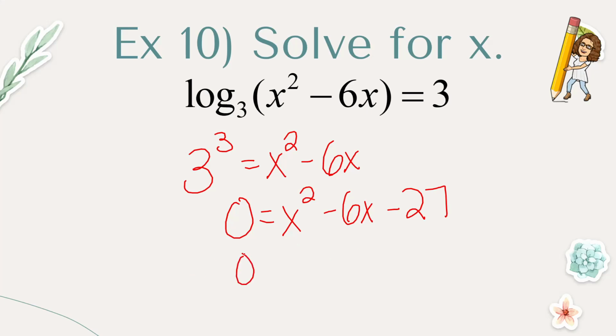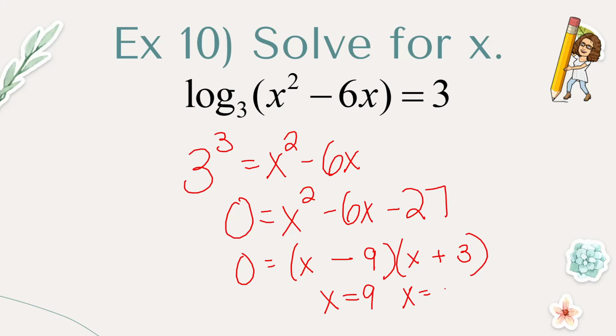Oh, another factoring problem. Oh, you spoil me. So I'm going to go x and an x, 9 and a 3 to make 27, I think. I need a negative 6, though. So negative 9, positive 3. So x equals 9 and x equals negative 3.